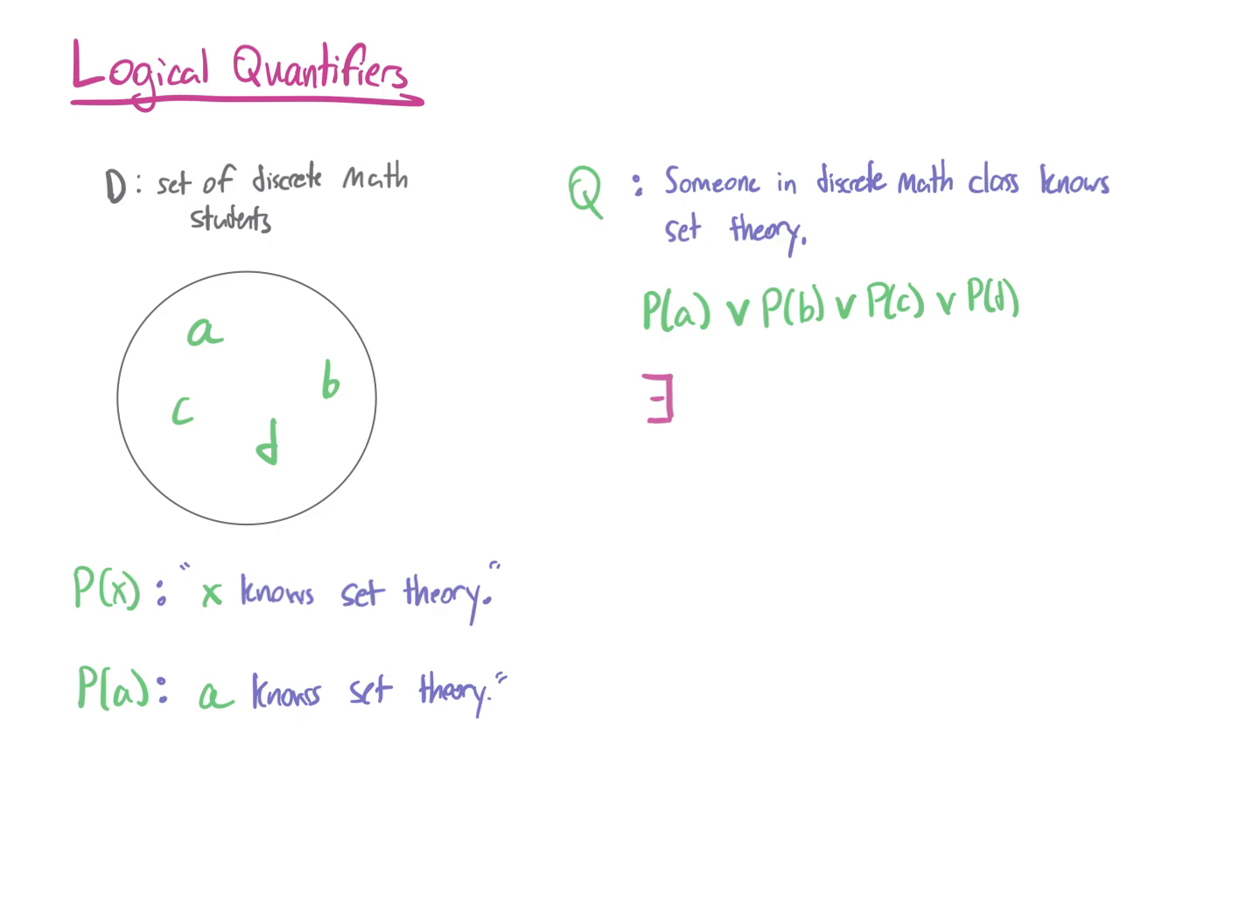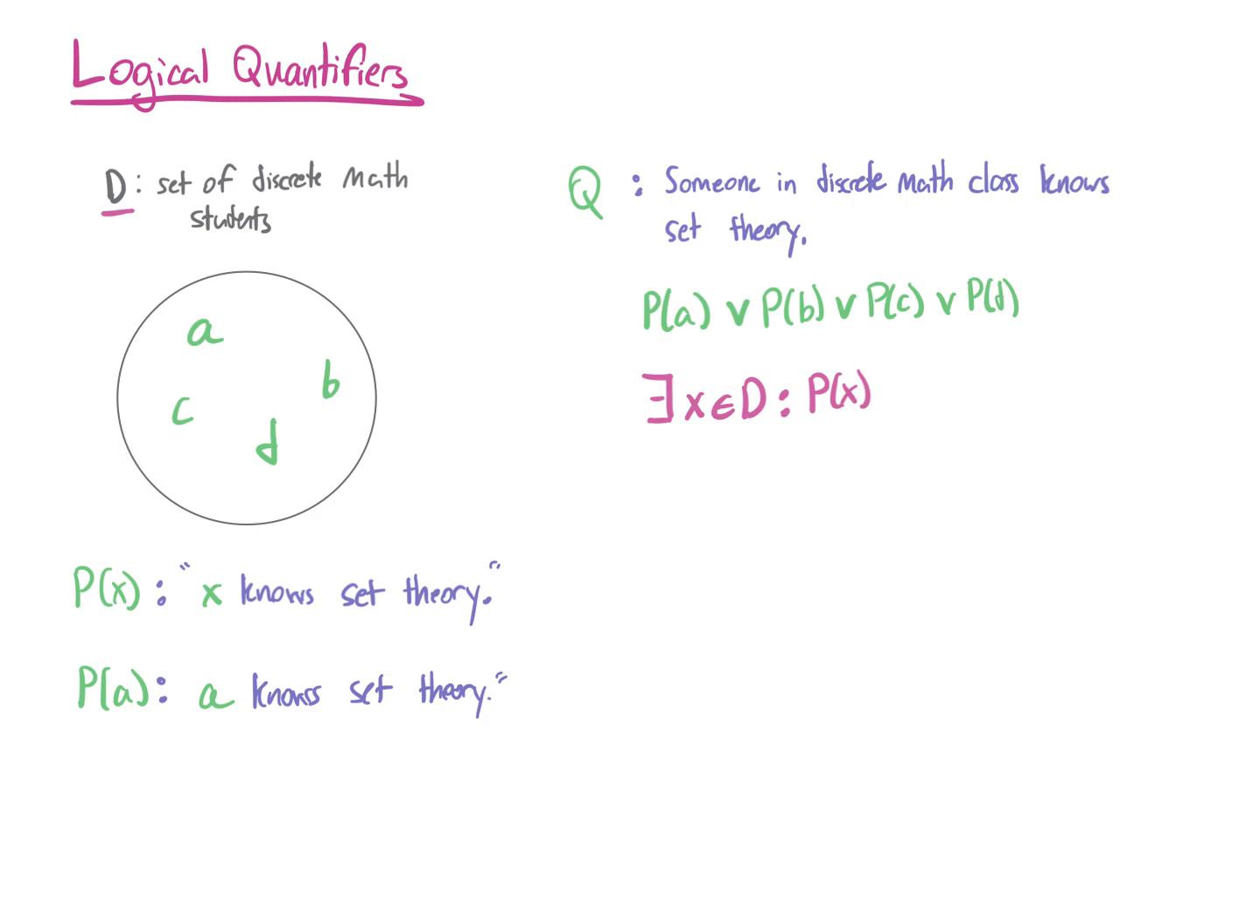We're going to go over the syntactic details in a moment, but I'm just going to move ahead for now. I say there exists an X in the set D, this is D, the set of discrete math students. There exists an element of the set D that I'll call X, such that, often written with the colon here. There exists an X in the set D such that P of X is true.